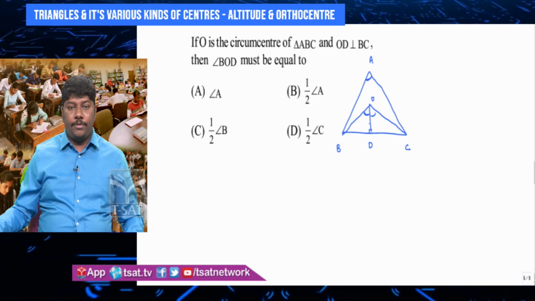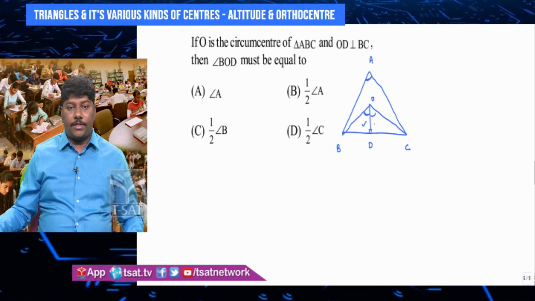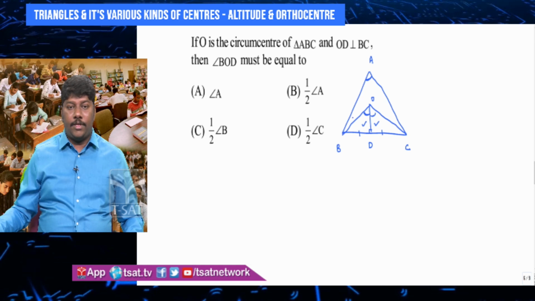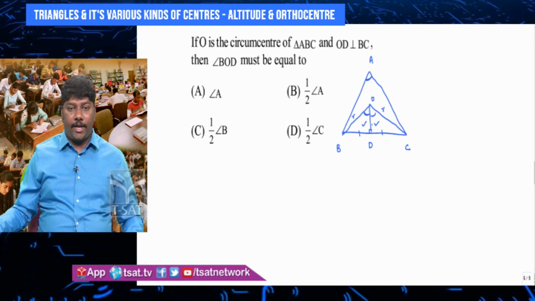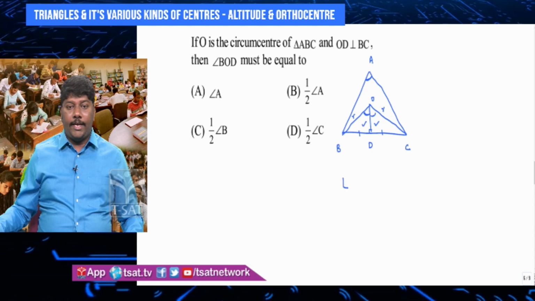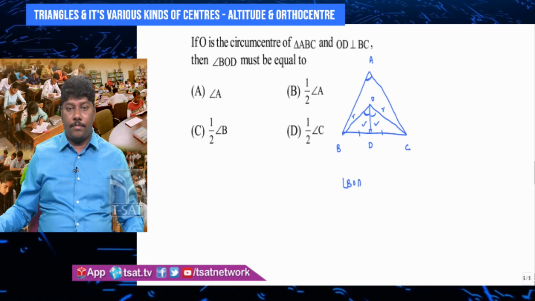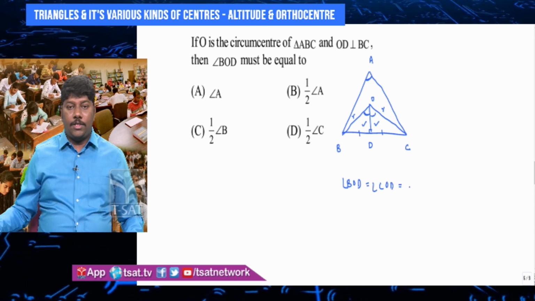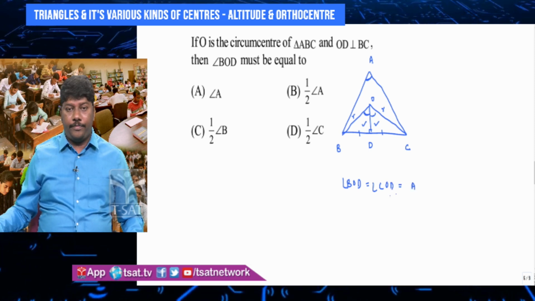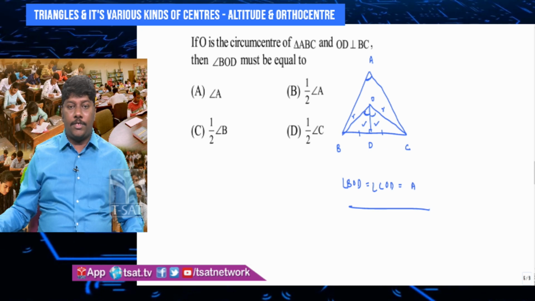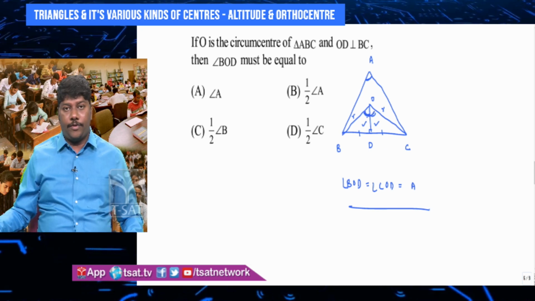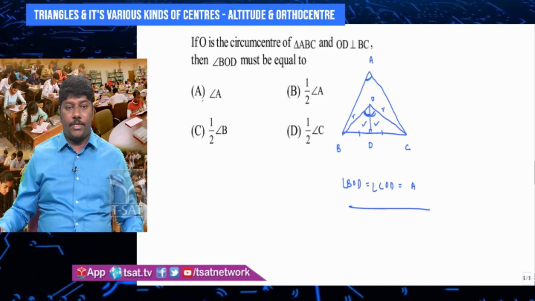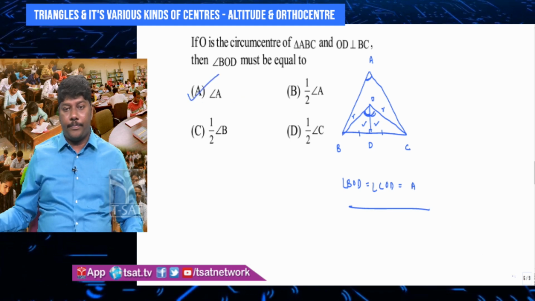If you observe, these two triangles are congruent because it is a perpendicular bisector. This is the radius, this is a common side. Therefore, angle BOD is equal to angle COD, is equal to A, because both sum is equal to 2 times A. Therefore, BOD is equal to A, which is equal to angle A there.